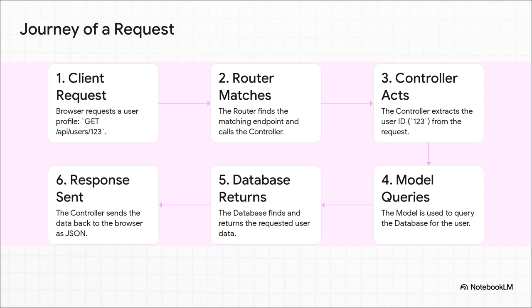Step 3, the controller grabs that ID, 123, from the request. Step 4, it then uses the user model to ask the database, hey, can you find me the user with this ID? Step 5, the database does its thing, finds the user's info, and hands it back to the controller. And finally, step 6, the controller packages that info up into a neat JSON response and sends it right back to your browser. Boom, the profile loads.